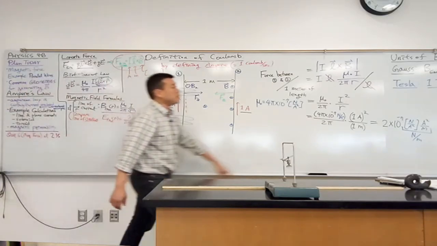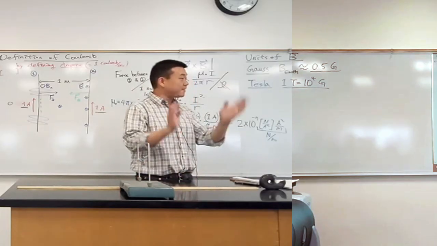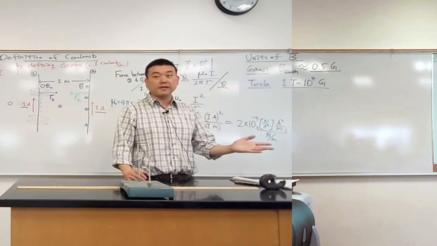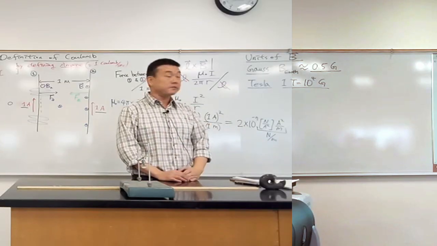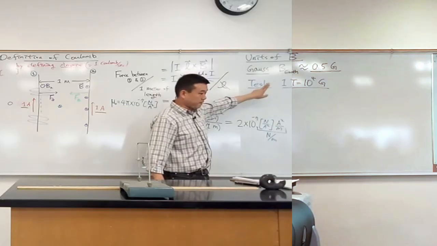So Tesla is such a large unit of magnetic field that if somebody ever tells you they have a 100 Tesla magnet, you know they are lying, because there are no materials with the properties that can produce that large of a magnetic field. So these are the units of magnetic field.